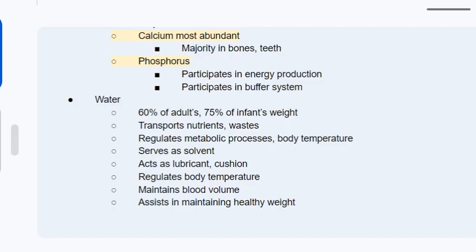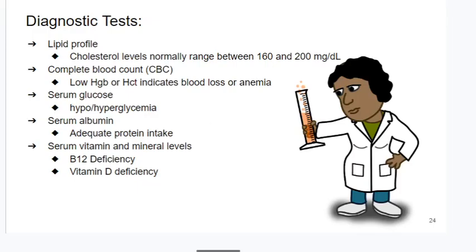Water is important for our metabolic processes and temperature regulation. It does act as a lubricant and cushion, and it helps regulate our body temperature and blood volume, and assists in maintaining a healthy weight.